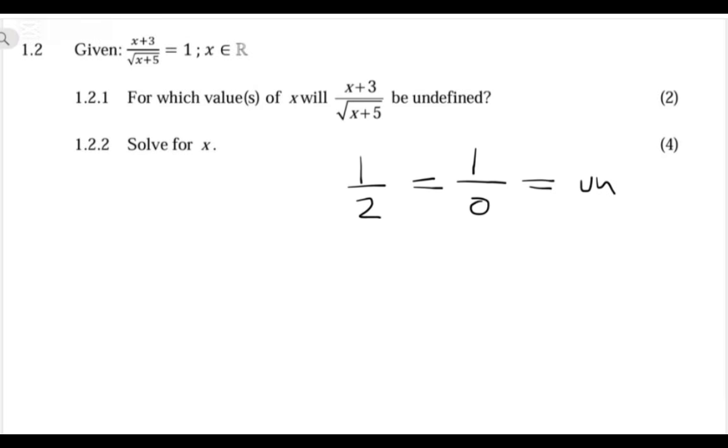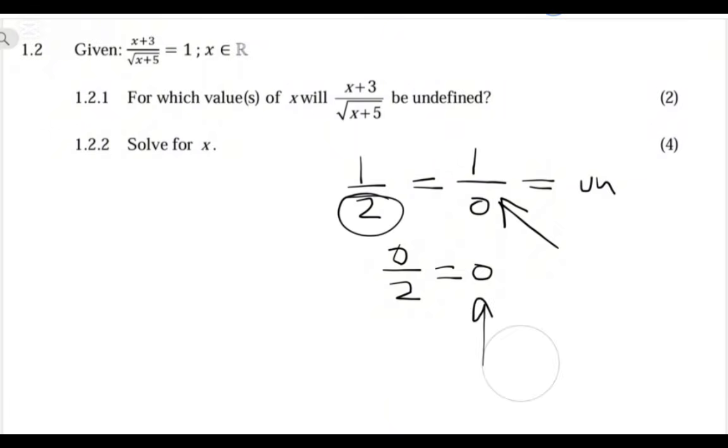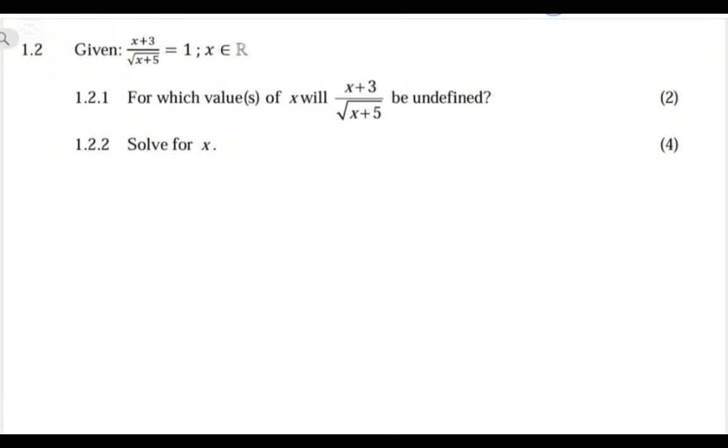But if we say 0 divided by 2, we're going to get 0. So it means that for any fraction to be undefined, the denominator has to be equal to 0, perfect. This is the same analogy that we're going to use for this question. In order for us to get undefined, this denominator has to be equal to 0. So this one is for 1.2.1.